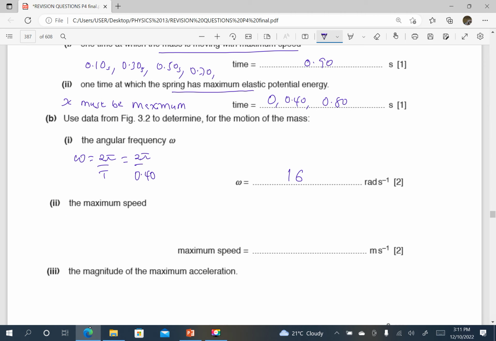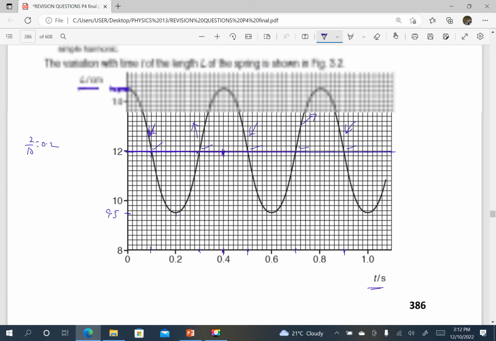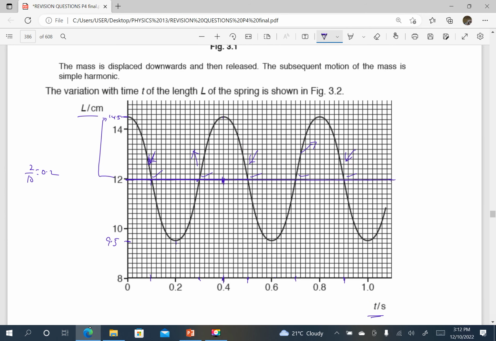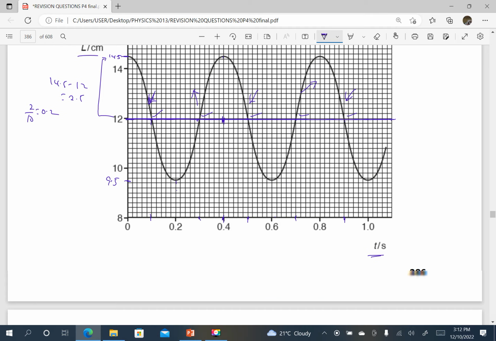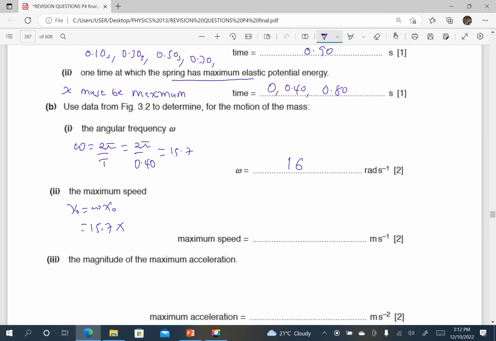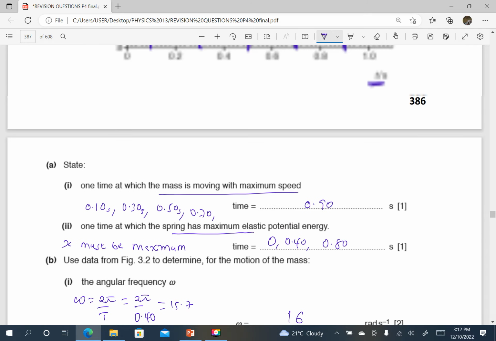Then the maximum speed. Maximum speed is equal to omega times maximum displacement. Omega is 15.7, which I rounded off to 16. So I can say 15.7 times x naught. Let's check the maximum amplitude. This is the maximum displacement, because 12 is the equilibrium length. So this is 14.5 minus 12, which is 2.5 as the amplitude. So I will substitute here, times 2.5 times 10 power negative 2. So this is 0.39.